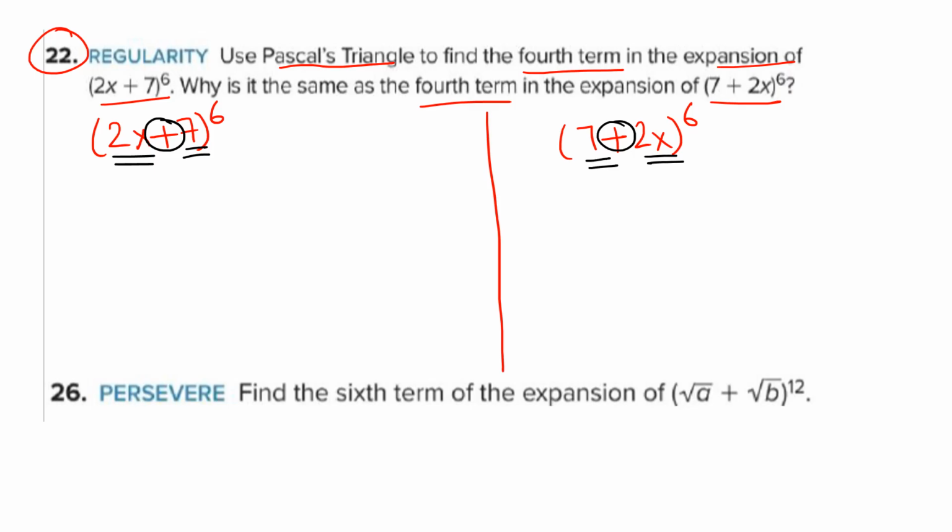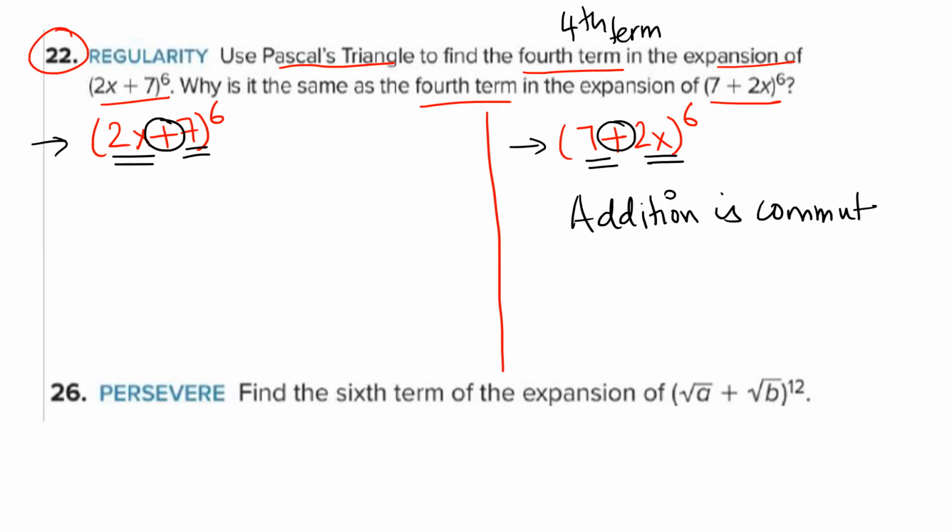So the fourth term in both of these expansions will definitely be the same. And what is the reason? The reason is because addition is commutative, meaning if we change the order it will not change. See, this question is the same as, if I change the order, I bring this one here, it is the same as 2x plus 7.